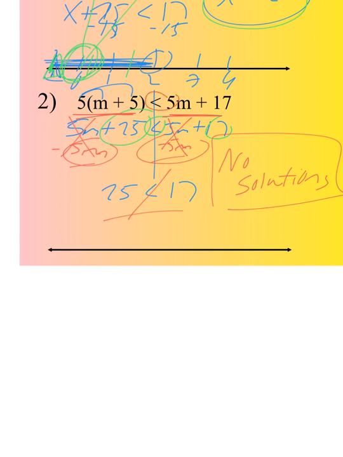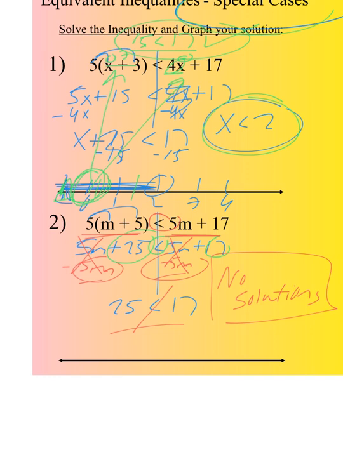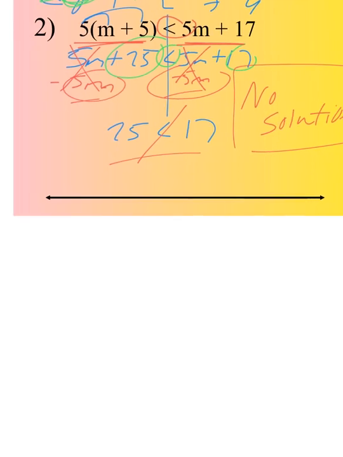There's nothing I can plug in, not a negative, not a positive, not 0, not a fraction, not an irrational number, nothing, okay? So remember in the above, we were able to plug in like 0 and say, oh yeah, here's a solution that works. Down here, there are no solutions that work, okay?